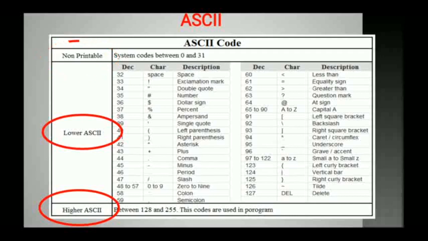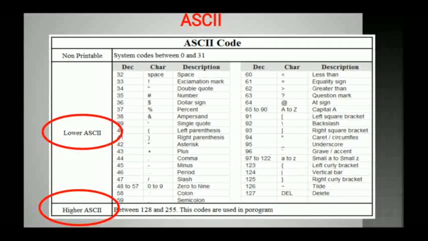The second is the lower ASCII part. Here 32 represents space, 33 represents exclamation mark, 34 represents double quote, 35 represents hash, 36 represents dollar, 37 represents percent sign, and so on. The 48 to 57 represent the digits 0 to 9, and the 65 to 90 represent capital A to capital Z, and the 97 to 122 represent small a to small z. And this is an American system which works on the 7-bit character table.